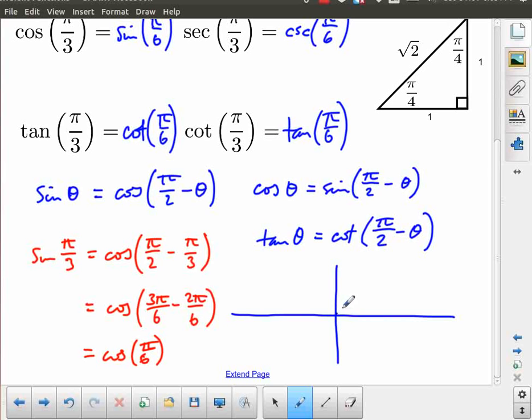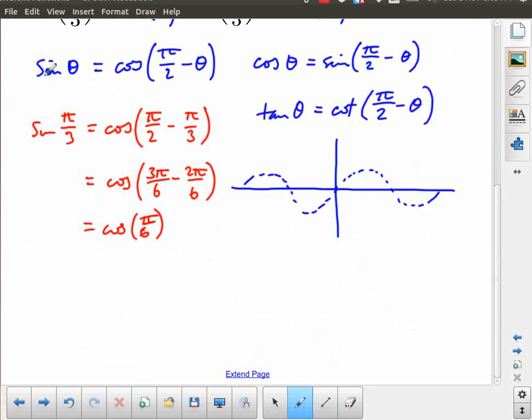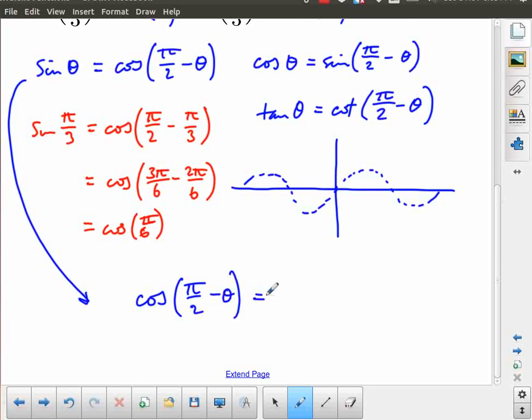So let's put on just a very rough sketch of sine theta. So there's sine theta. And what I want you to think of is this expression, if I extend this page a bit, this expression, this is just a transformed cosine. So if I take the cosine part, the cosine of pi over 2 minus theta is the same as the cosine of negative theta minus pi over 2, isn't it?